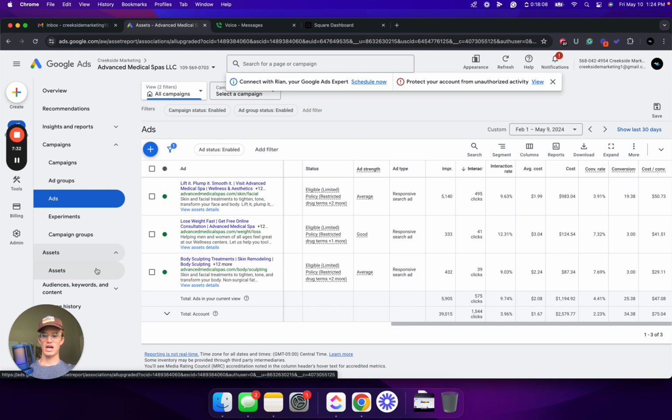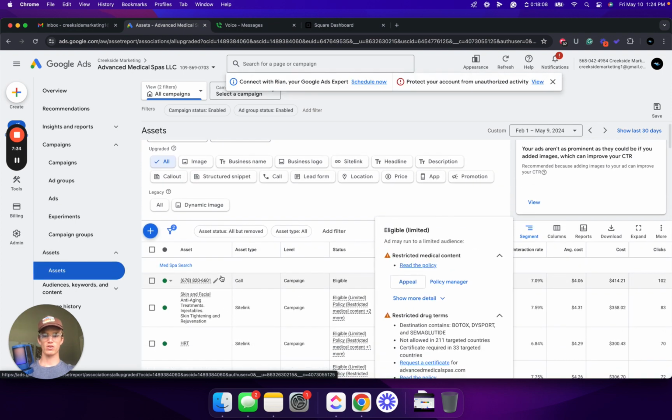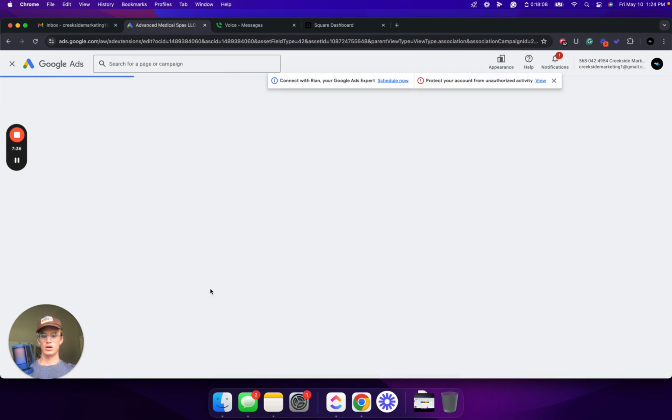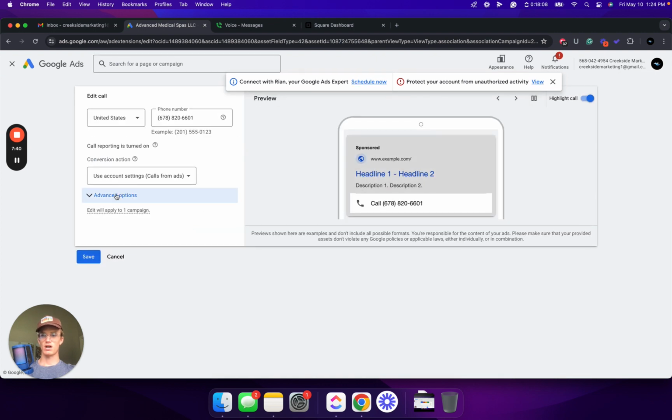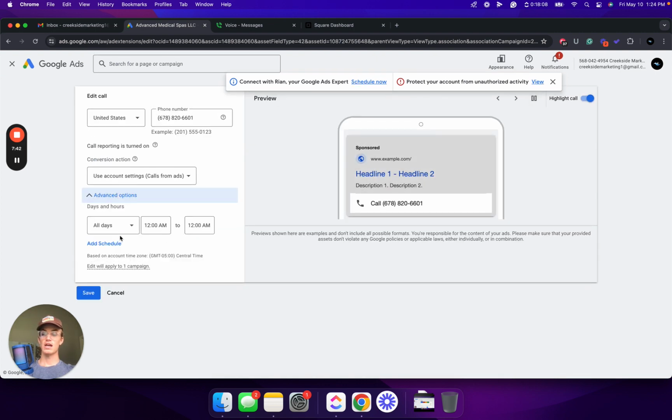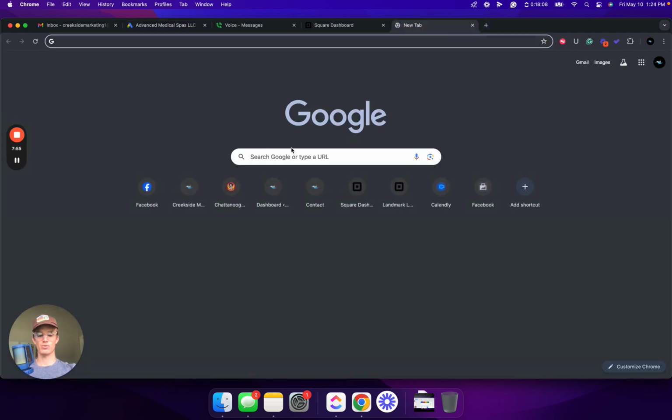Next up, we're going to want to go to assets. I'm going to check the call asset just to make sure that there is an ad schedule on it, because if there's not an ad schedule, obviously it needs to be applied, and so there's not an ad schedule. So this means we need to go and check their Google My Business page and see what times they are open, because obviously you don't want people calling outside of business hours.